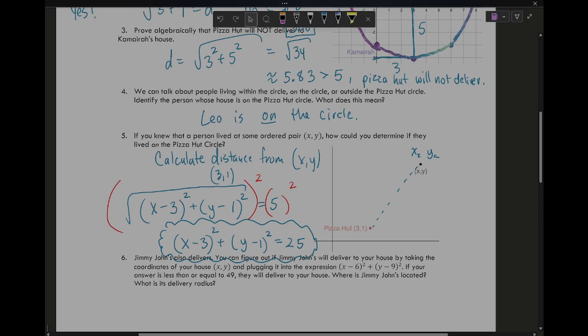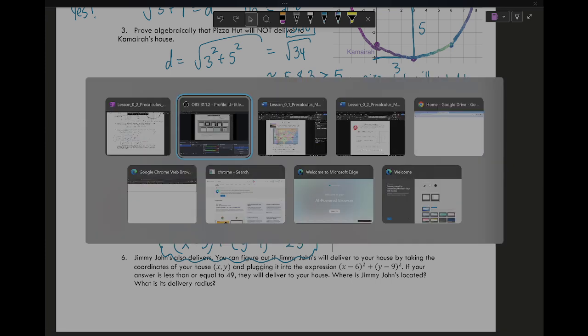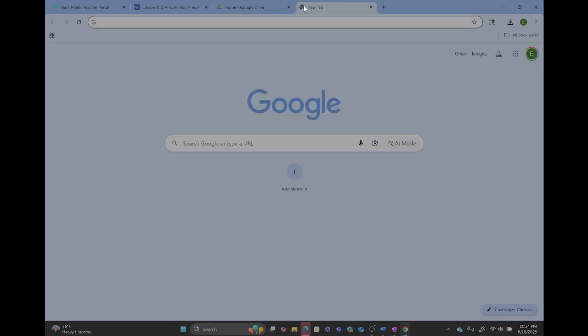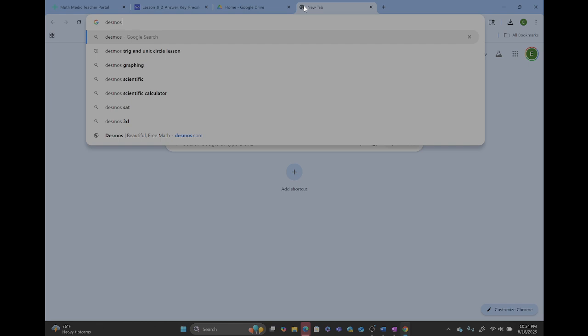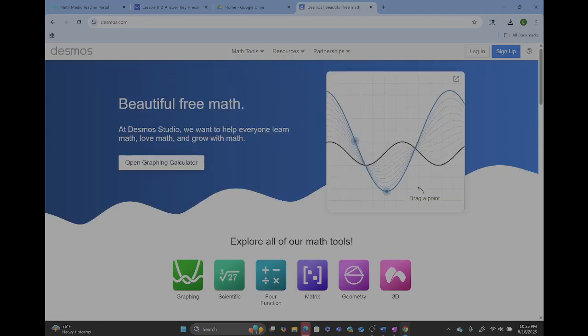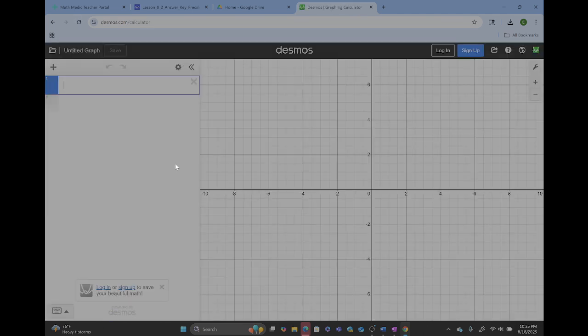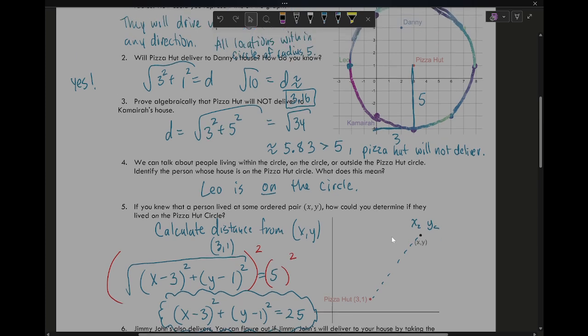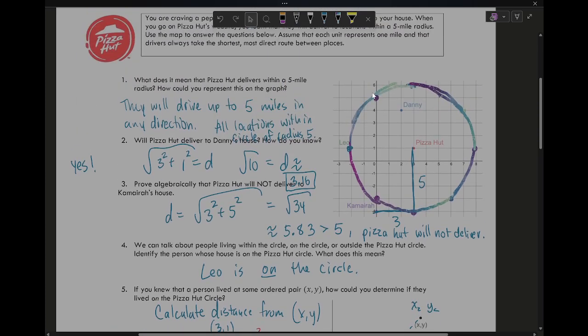And let's see if I can do that. I have not planned this, so we will see how this works. We go to Desmos. I hope I'm still recording. And I'm going to literally type in this equation, and it's going to generate this graph.